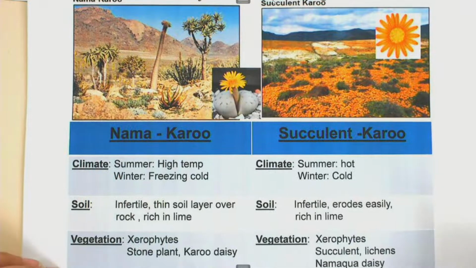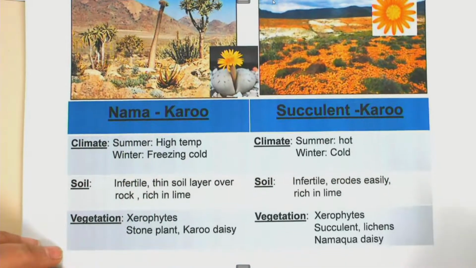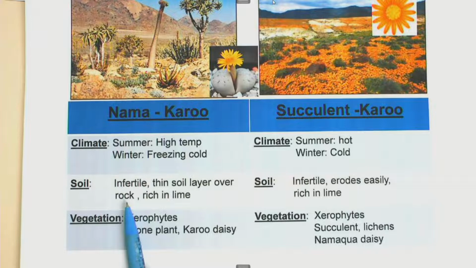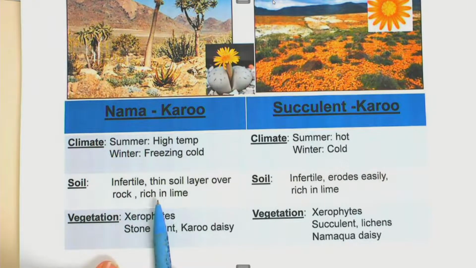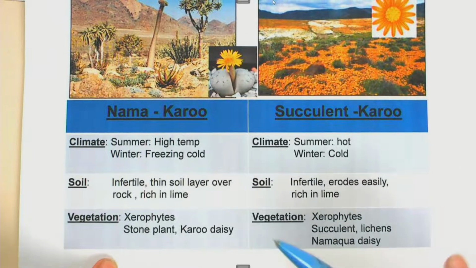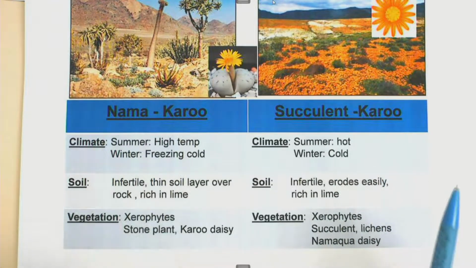Now when it comes to the soil, there's different types of soil again, and they say it's infertile soil, a thin layer of soil over the rock because of wind, and when it rains the water carries it away. They say these areas are rich in lime. The same here on this side, and here they talk about soil that erodes easily because of the rocky sections and the sand that is on top of the rocky sections. When there's water, it just travels with the water away and then it erodes, or when the wind blows, it also takes it away.